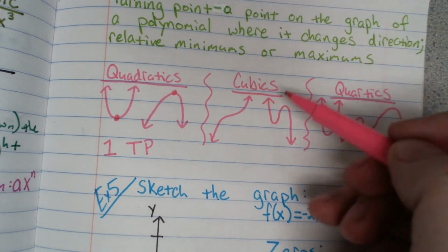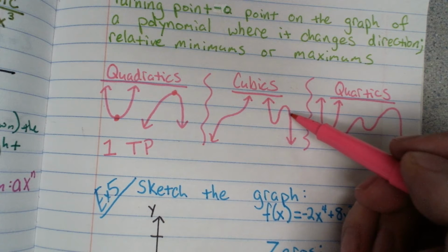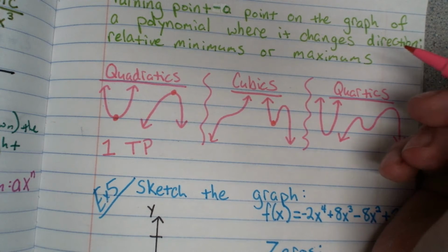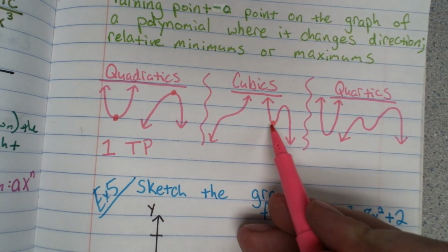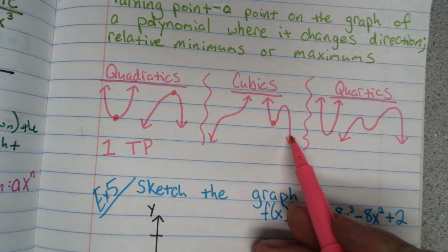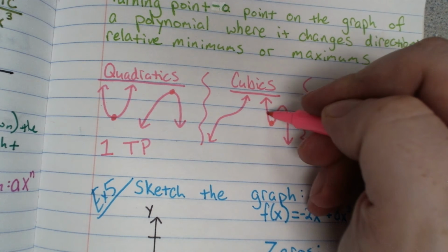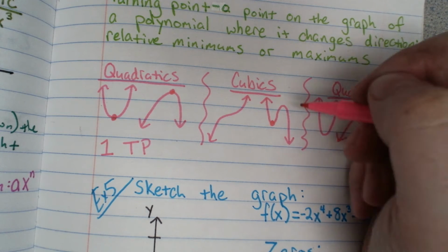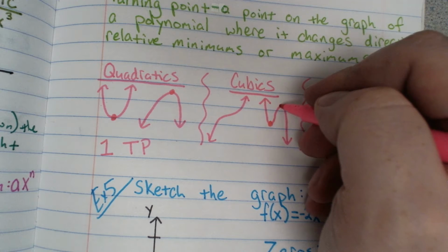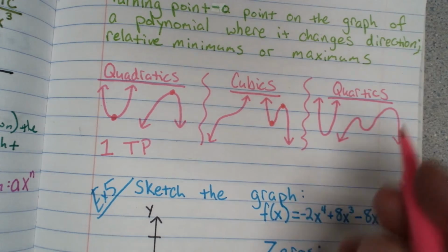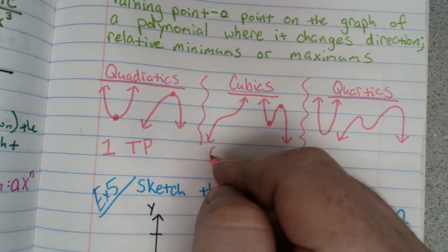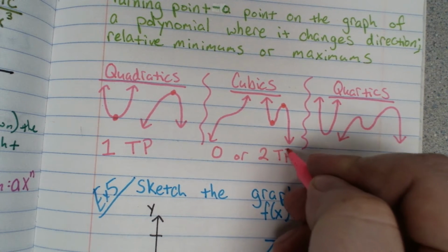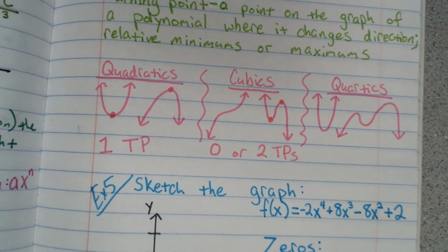There are some cubics that look a little bit more like this, which is kind of what we saw in example 4, where we've got a relative minimum here. I call that a relative minimum because that's not the lowest the graph ever gets. It's actually lower out over here. But in this little area, we do have a minimum relatively right there. Then we come back up, we have a relative maximum, and then we go back down. So it's possible to have 0 or 2 turning points on a cubic function.